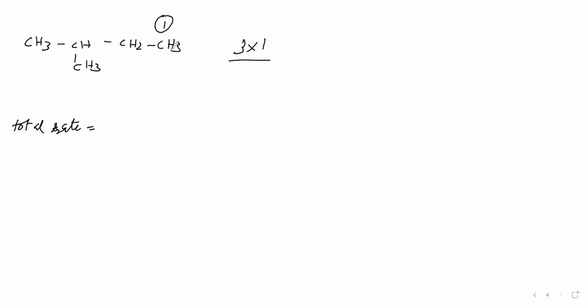So primary hydrogens means here 3, here 3, here 3, totally 9. The rate of halogenation for primary hydrogen is 1. Secondary hydrogen 2, rate of halogenation is 3.25, plus tertiary hydrogen 1. For tertiary hydrogen, the rate of halogenation is 4.43.